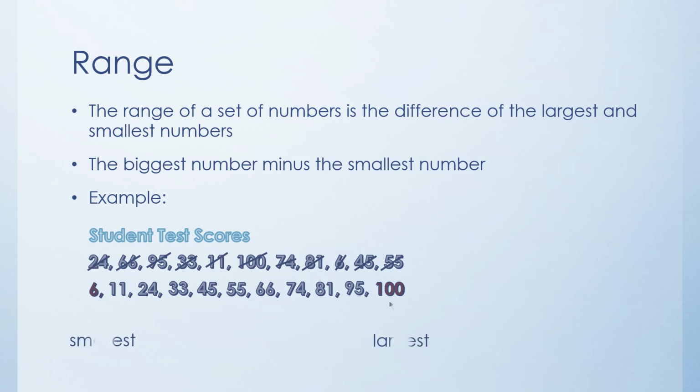And now that I have the largest and the smallest numbers, I can subtract the smallest one from the largest one, 100 minus 6, and get an answer of 94, which is our range.